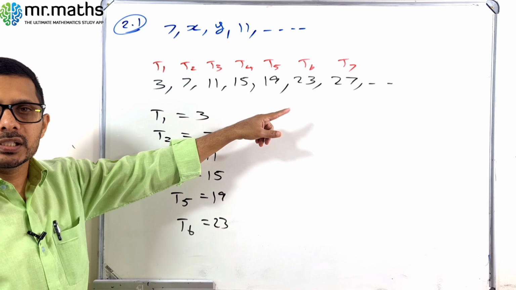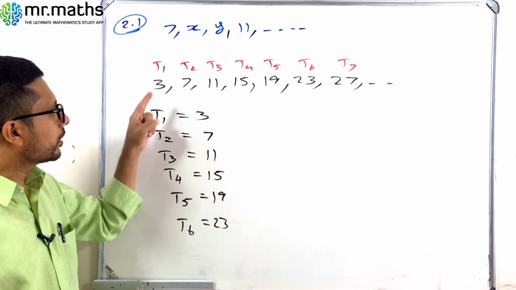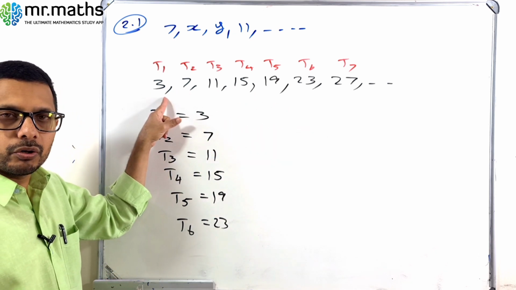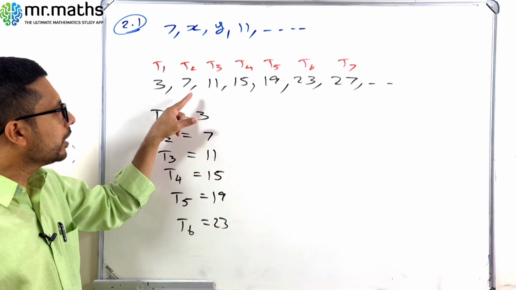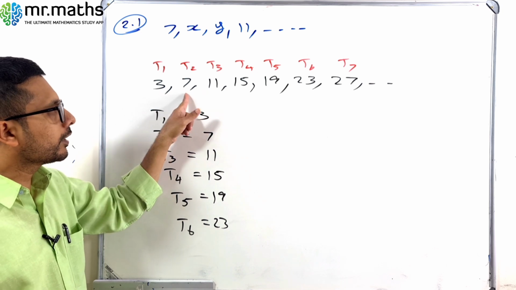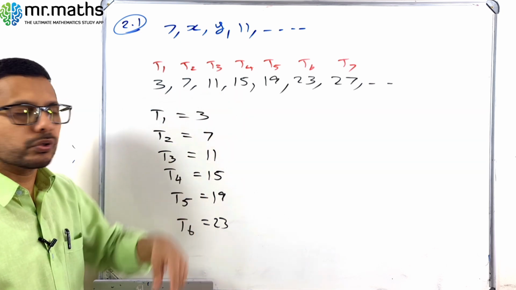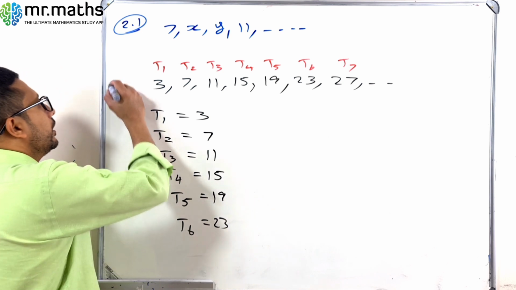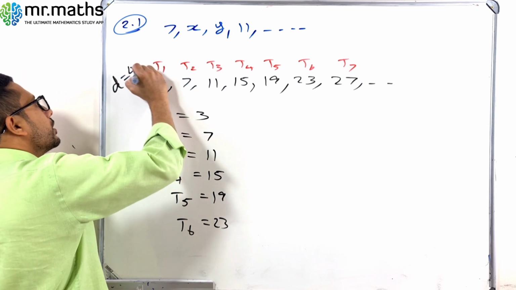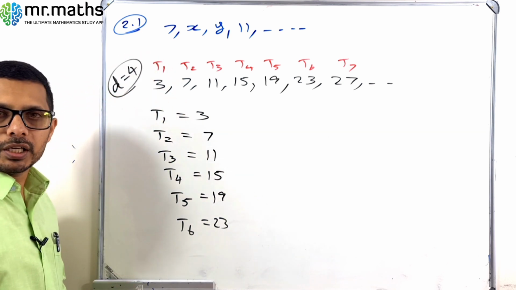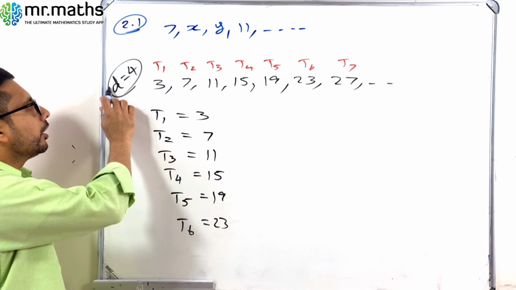This is an arithmetic sequence, and here what is the common difference? 7 minus 3. I hope you know this one. 7 minus 3 is 4, 11 minus 7 is 4, 15 minus 11 is 4. So what is the common difference here? In this sequence, the common difference is 4. Am I right? The common difference is denoted with a d.